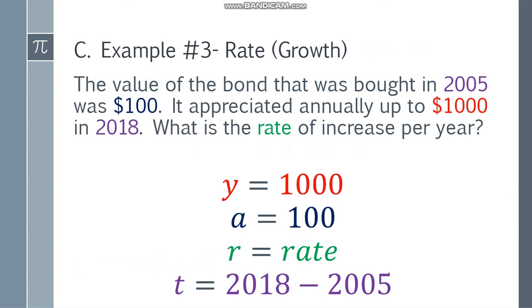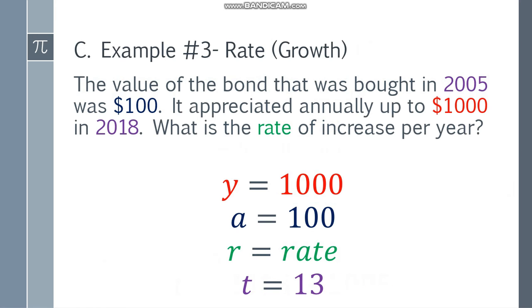Next one. What if we are asked to find the rate? The value of the bond that was bought in 2005 was $100. It appreciated annually up to $1,000 in 2018. Now, what is the rate of increase per year? So let's have the given: y is equal to 1,000, a is equal to 100, and r is equal to the rate. t will be 2018 minus 2005. To find out the years, again, just subtract, 2018 minus 2005, that will be 13.